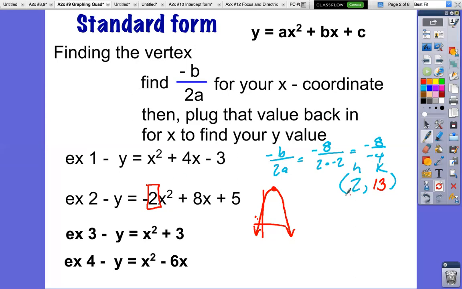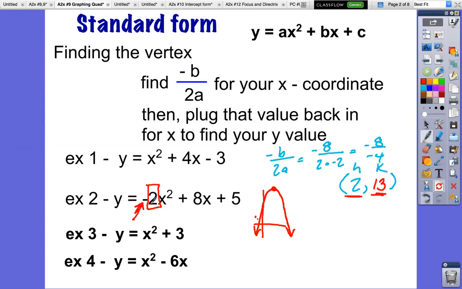By the way, we already know this. This means it's moving right 2 and up 13. This negative means that it is opening down or reflected over the x-axis. This 2 value means it's stretched. So we still know a lot about this.